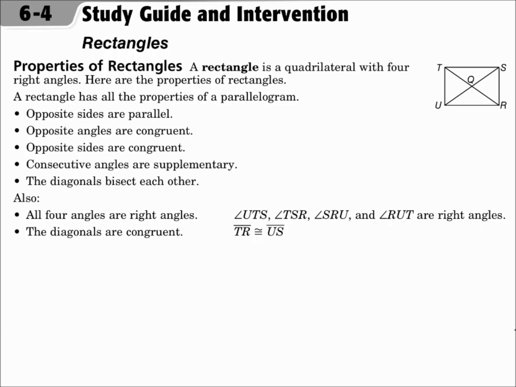A rectangle is a parallelogram, so it has all the properties of a parallelogram. Opposite sides are parallel. Opposite angles are congruent. Opposite sides are congruent. Consecutive angles are supplementary because 90 plus 90 is 180. The diagonals bisect each other. So all of those are the properties of parallelograms. It also has additional properties. All of the angles are right angles and the diagonals are congruent.